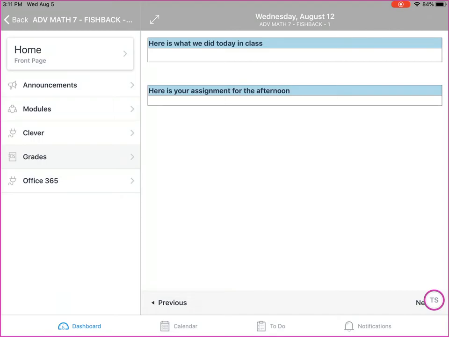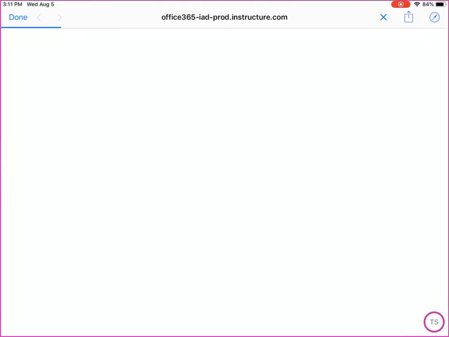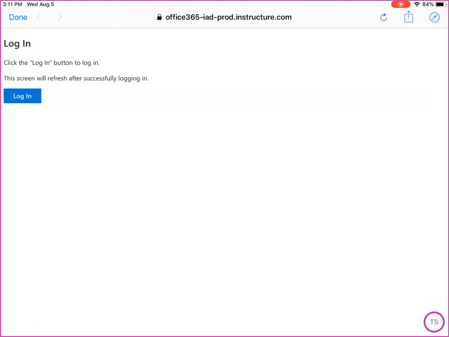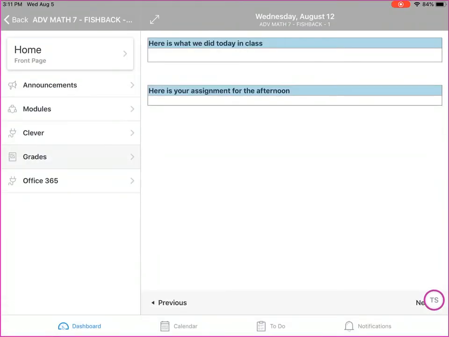And then below that, Office 365, that's your email. There are lots of different ways you can get to your email, but this is one of them. If you click that link and then click log in, you can log into your email that way.